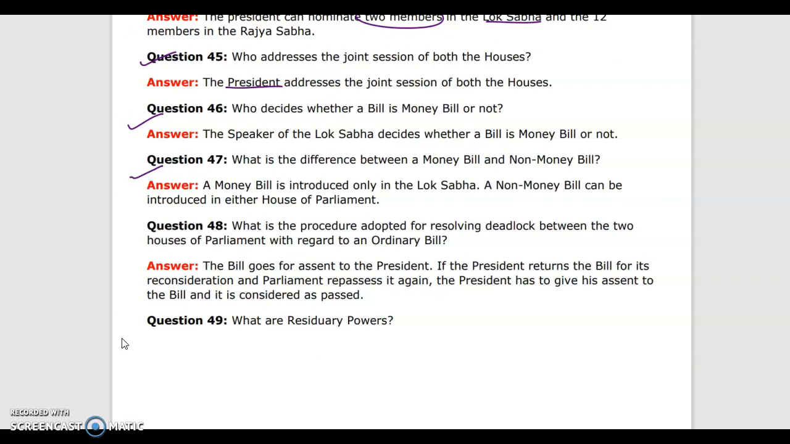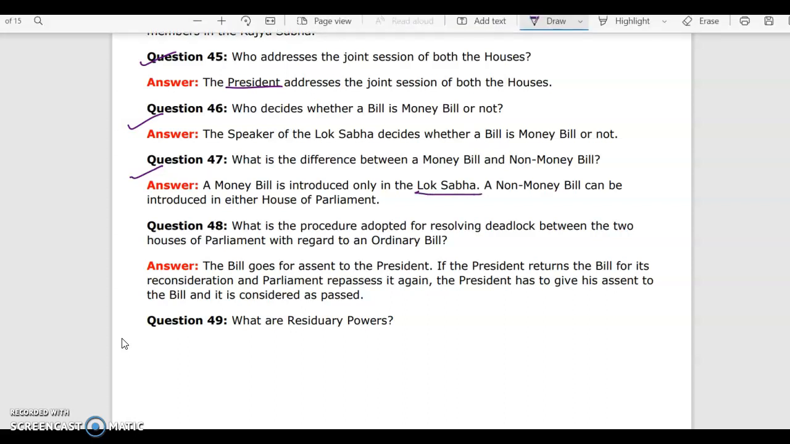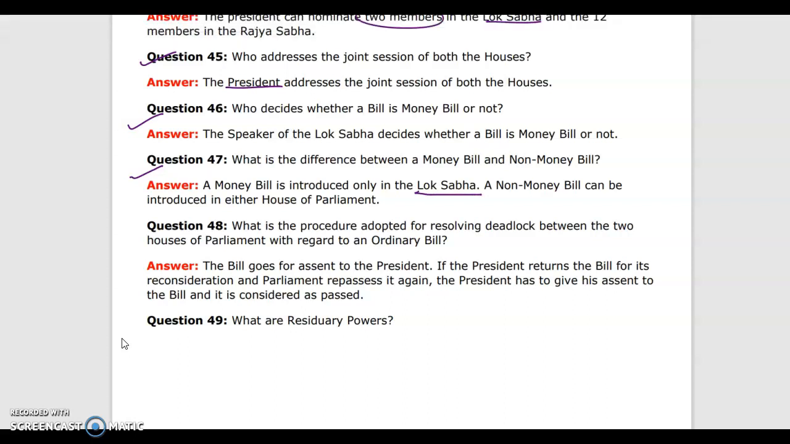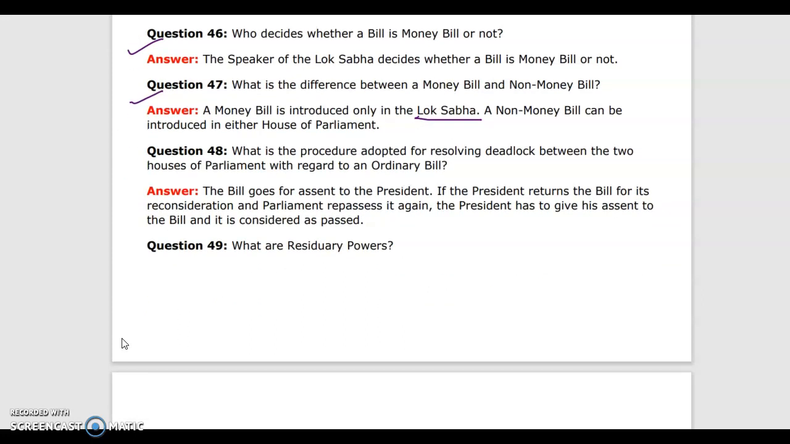What is the difference between a money bill and non-money bill? A money bill is introduced only in the Lok Sabha, while a non-money bill can be introduced in either house of parliament. What is the procedure adopted for resolving deadlock between the 2 houses of parliament with regard to an ordinary bill?